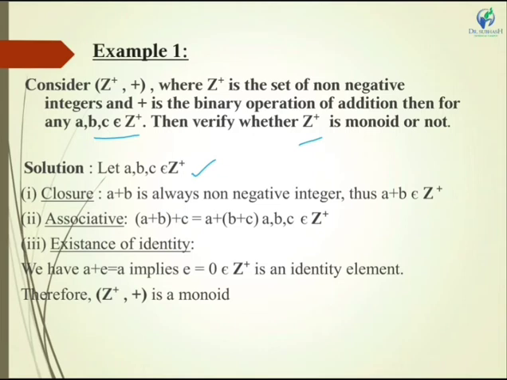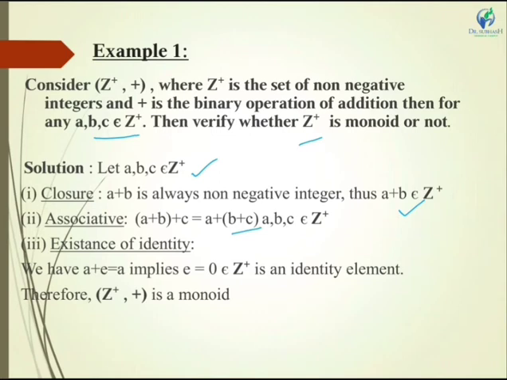Now first is the closure property. For closure, if we take any two positive elements, then their addition will always be positive. This is true for all positive integers. So we can say that closure is satisfied. Next is associative. For all positive numbers and for addition, the associative law will always hold true. You can take any three positive integers and verify this property.